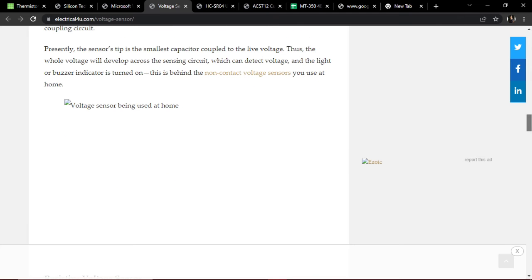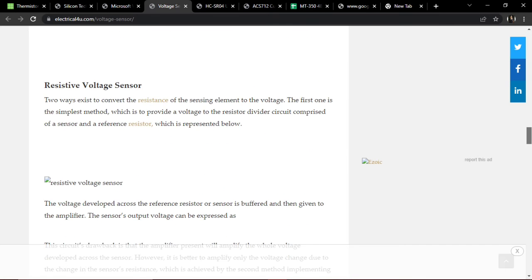Resistive voltage sensor. Two ways exist to convert the resistance of the sensing element to voltage. The first one is the simplest method, which is to provide a voltage to the resistor divider circuit comprised of a sensor and a reference resistor, which is represented below.